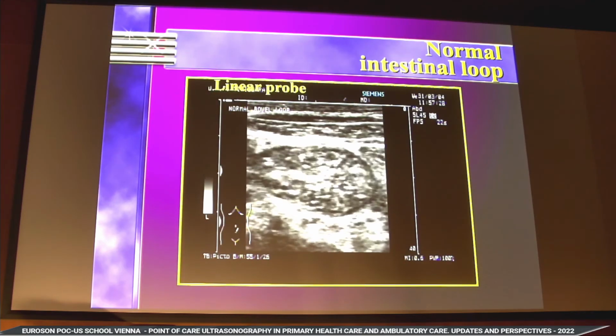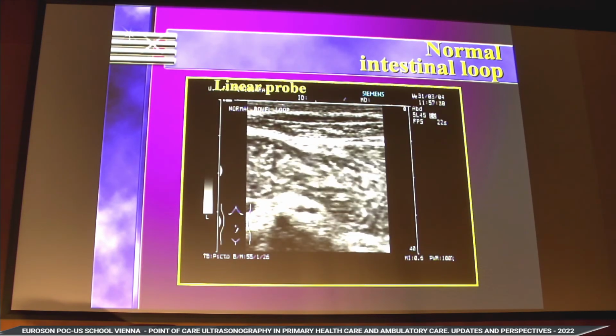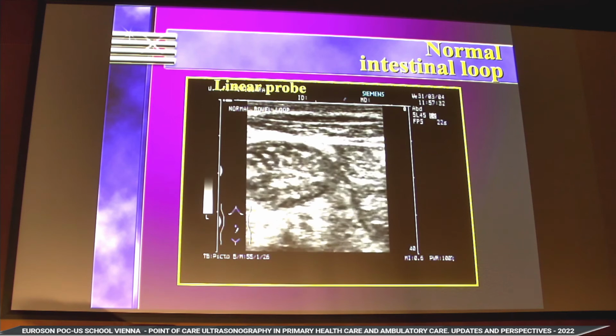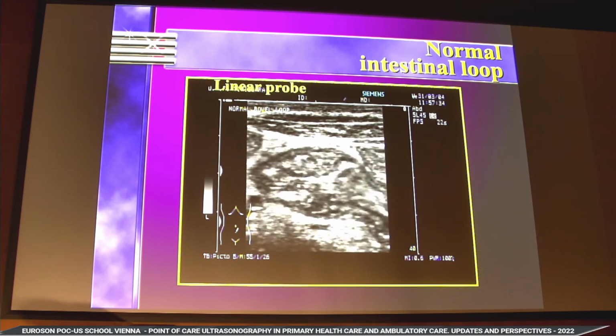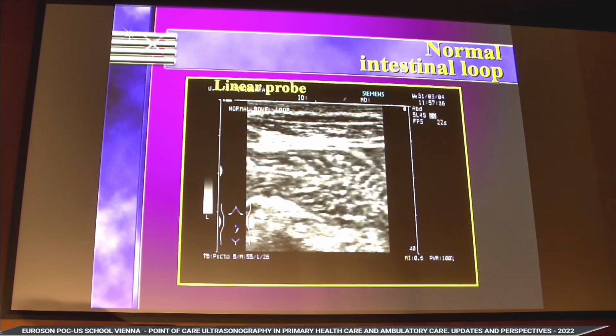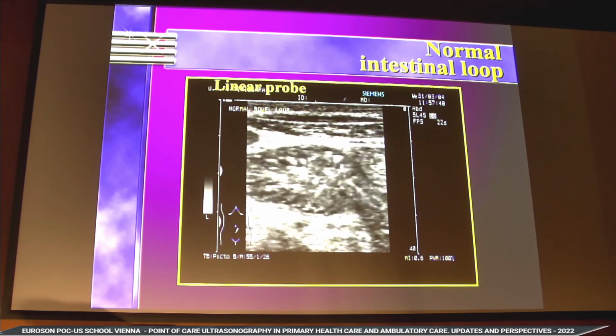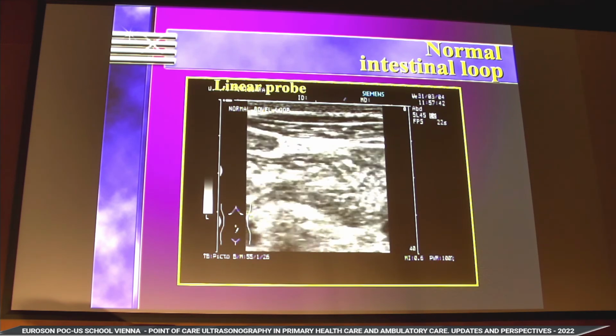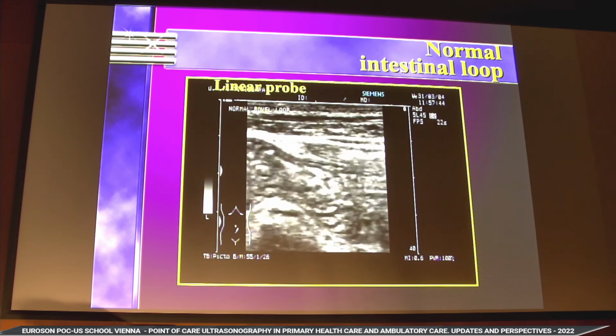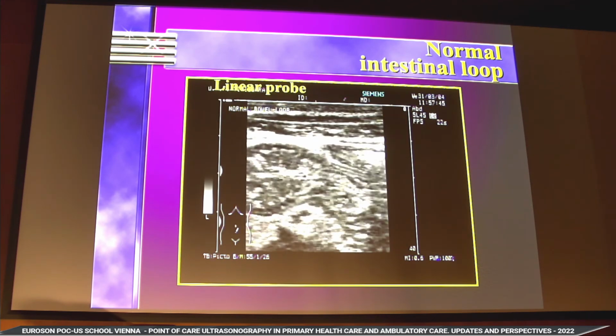Here we have an image with the linear probe showing the normal movement of the intestinal loops. When you see this, you are very happy with what a nice method you have in your hands to see the movement of the bowel.